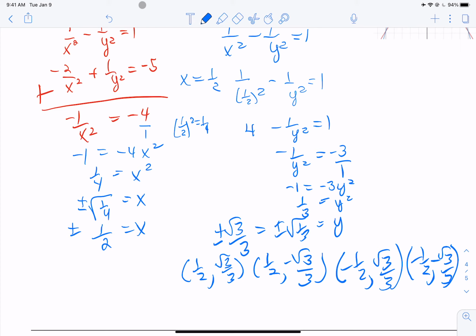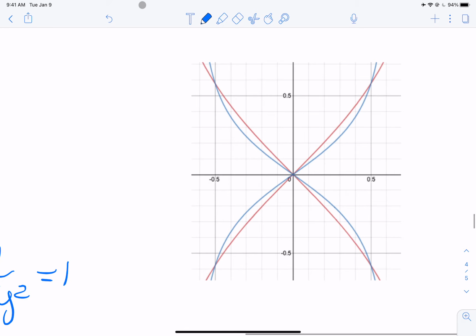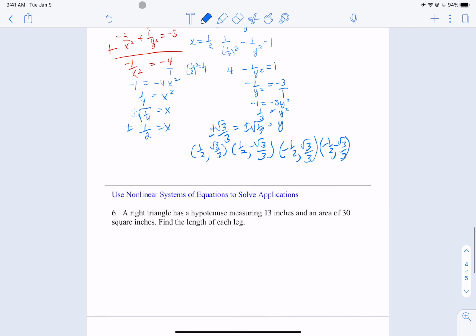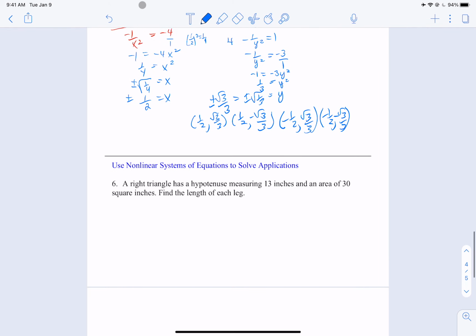Now, if we were to graph these into decimals or something, they make these pretty little hourglass sort of shapes, and we end up with 4 places that they intersect. So very good. Any questions about number 5? It was kind of a weird one. The algebra is pretty weird. Okay, we have one more problem, and it's the last problem of the semester that's a new topic.